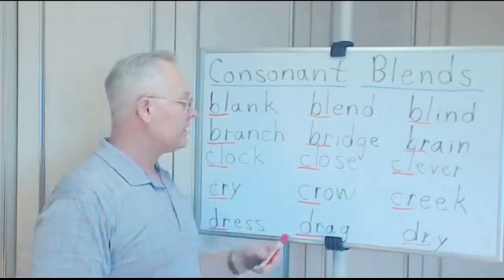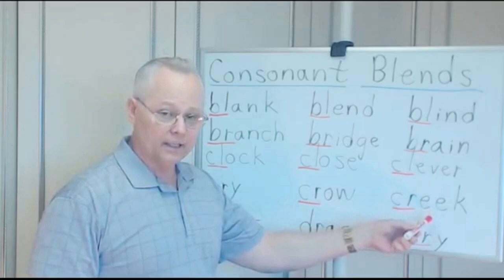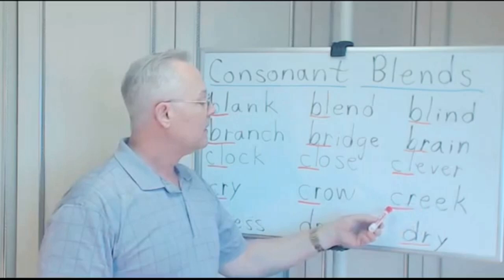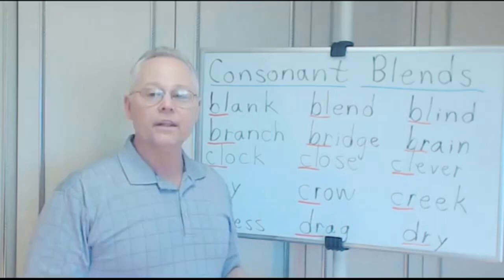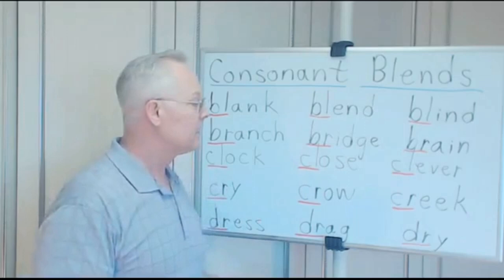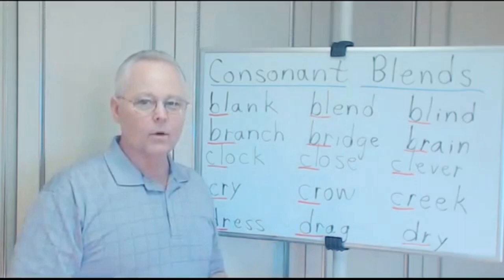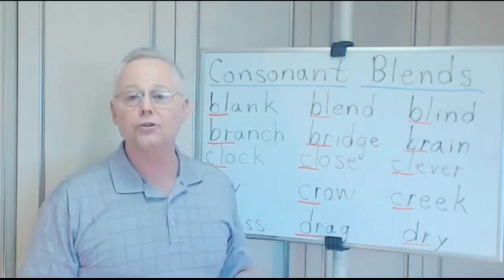C-R. Cra. E-E in this word sounds like E. K sounds like K. Creek. A creek, think of it as a very small, narrow river. Something you might even be able to jump over. But it's not what we would consider a river. It's very narrow. Also, they might call it a small stream, but a creek works.